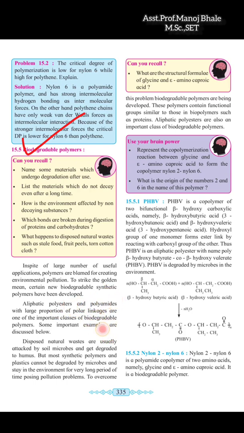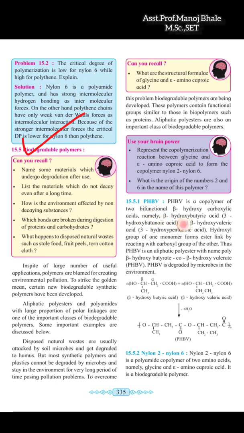So that's why these remain behind in the environment, and because of that there is pollution. So that's why there is a need for biodegradable polymers. Biodegradable means biologically degradable. There are two types of polymers which are given there.